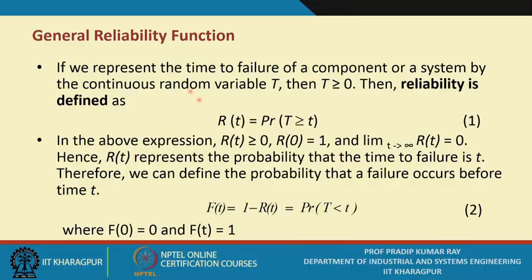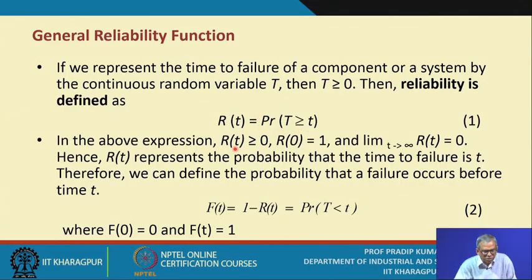Now in the above expression, that means the probability expression, it is assumed that reliability should be greater than or equal to 0. When at time t equals 0, that means at the instant of time when it starts working, it is 1. And obviously when t tends to infinity, this reliability will be 0. Suppose it's related to a machine, what we are assuming is that at an infinite time period from the instant of time when it is installed, obviously reliability will be 0. So that is the basic assumption.